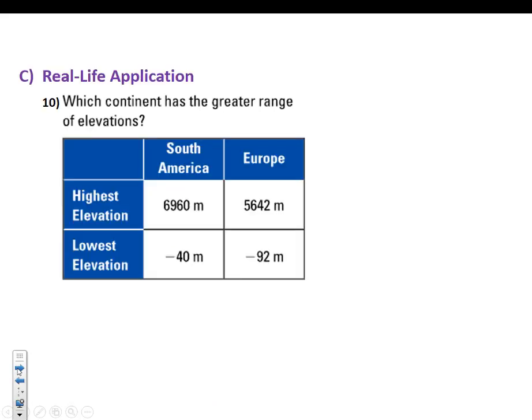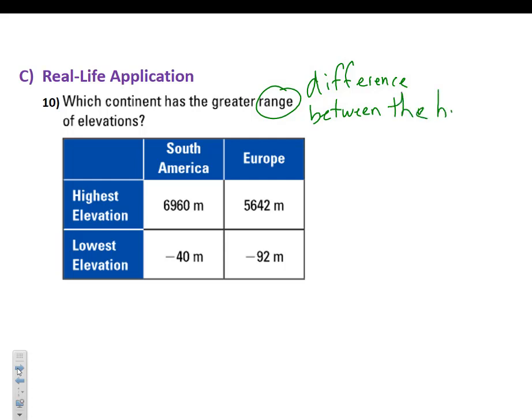It is a real-life application, and it says, which continent has a greater range of elevation? So let's remind ourselves back from elementary. Range means the difference between the high and the low. And how do we find difference? That's right. We are going to subtract. So difference means subtract. So we're going to try to find the continent that has the greater range in elevation, the difference between the high and the low.